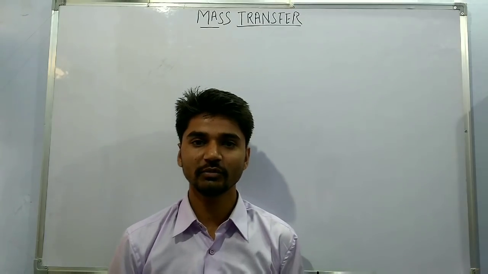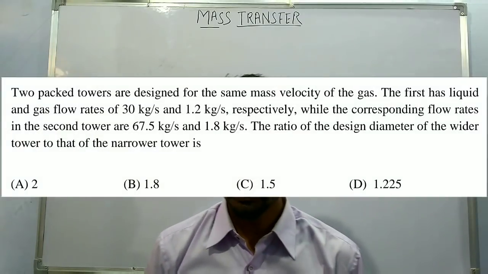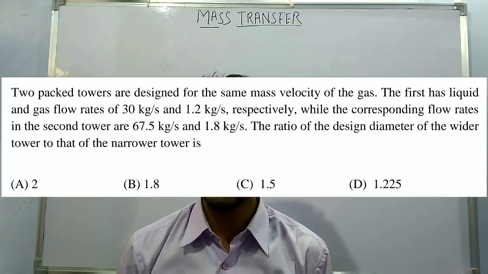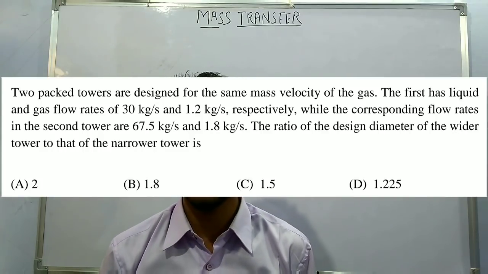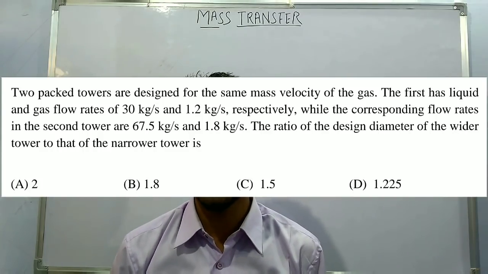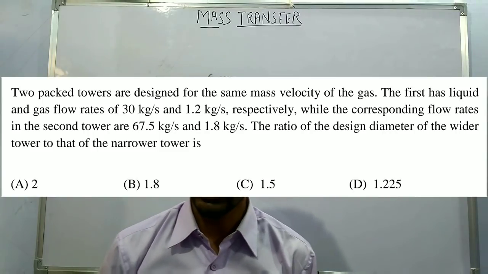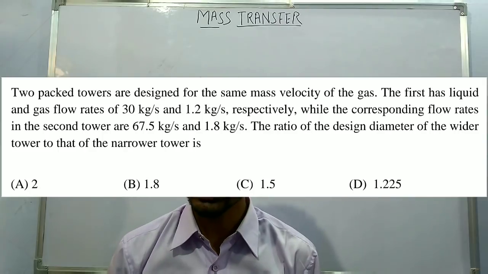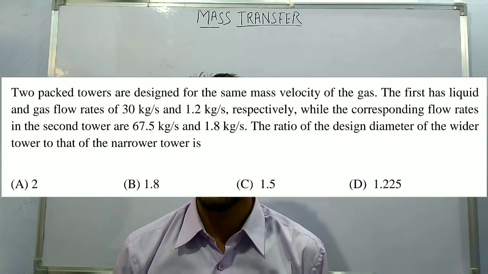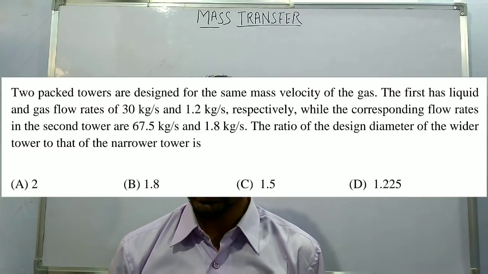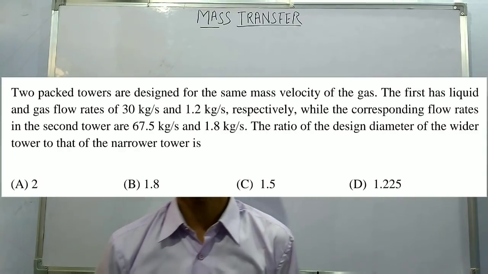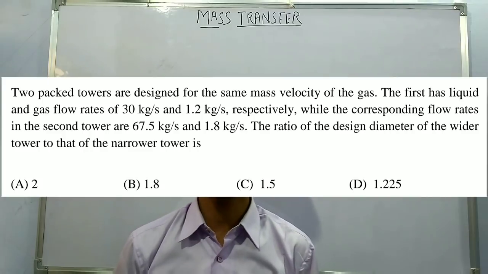The first question from mass transfer is, two packed towers are designed for the same mass velocity of the gas. The first has liquid and gas flow rates of 30 kg per second and 1.2 kg per second respectively, while the corresponding flow rates in the second tower are 67.5 kg per second and 1.8 kg per second. The ratio of the design diameter of the wider tower to the narrow tower is. So this is basically a question of packed bed tower design.